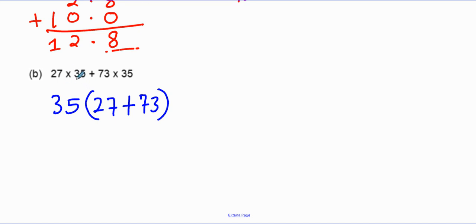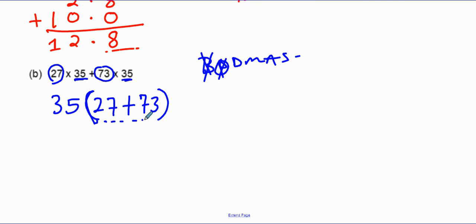35 is repeated. Take it outside the brackets, and then inside the brackets will be 27 plus 73. Same story. Now remember what I have just explained to you, the so-called BODMAS? Do you have brackets to be opened? Yes, of course, we have brackets to be opened. And that is 27 plus 73.